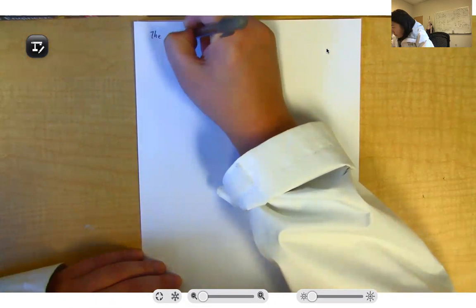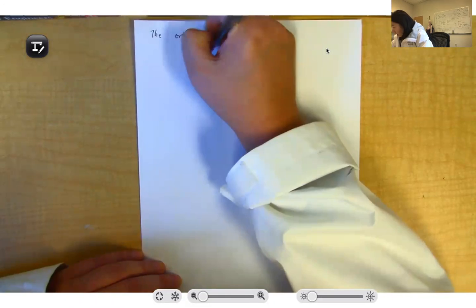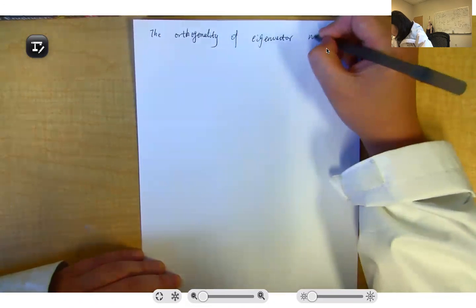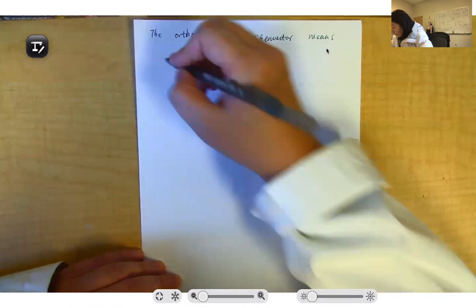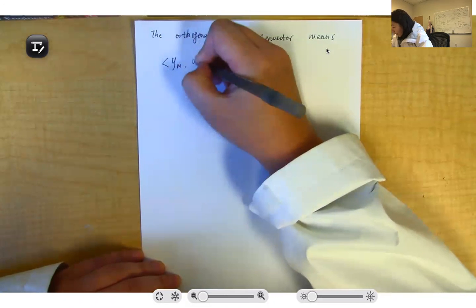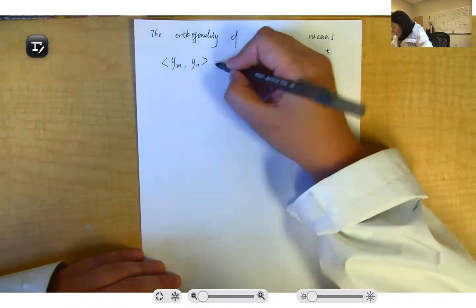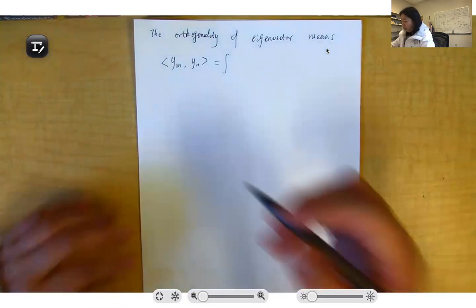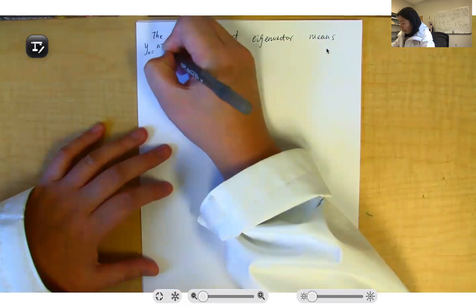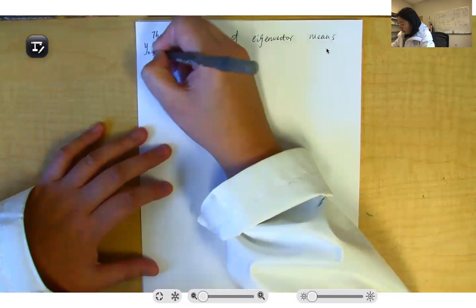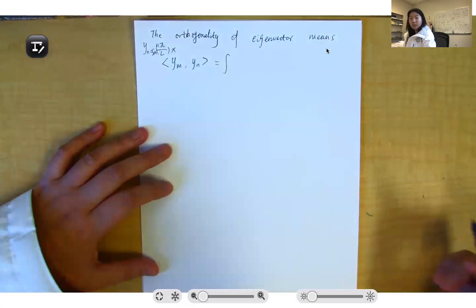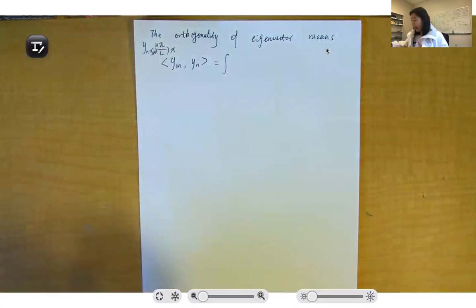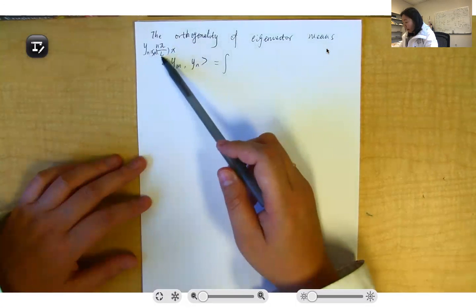The orthogonality of eigenvectors means we have, for example, ym and yn. For our problem set, yn will be equal to sine of n pi over L x, right? So the previous SL problem generated the eigenfunctions, which are sine n pi over L x.